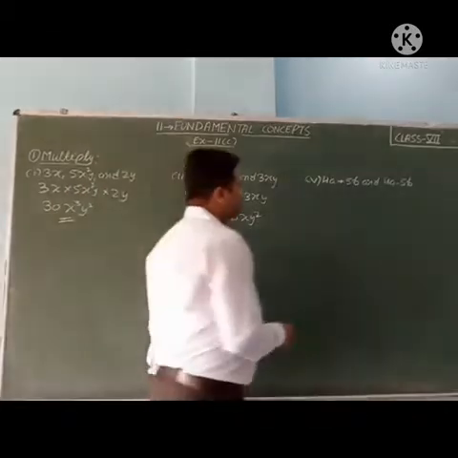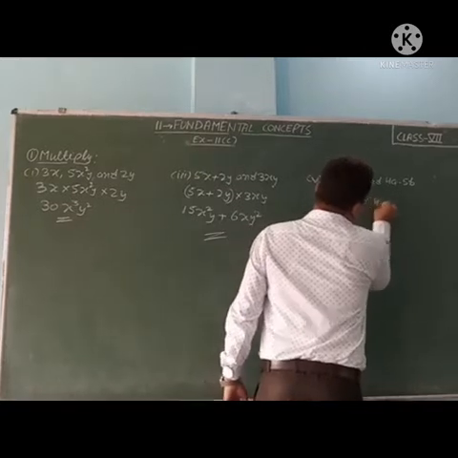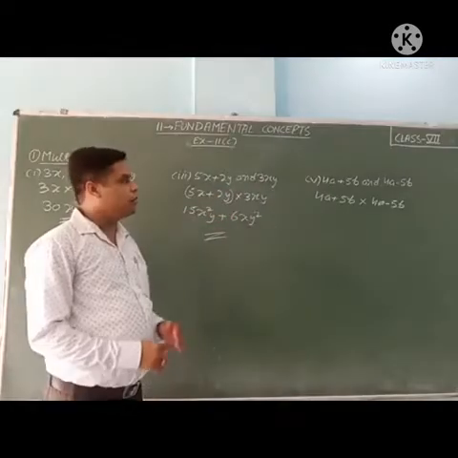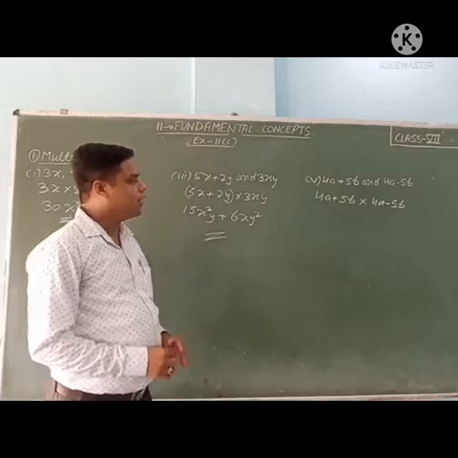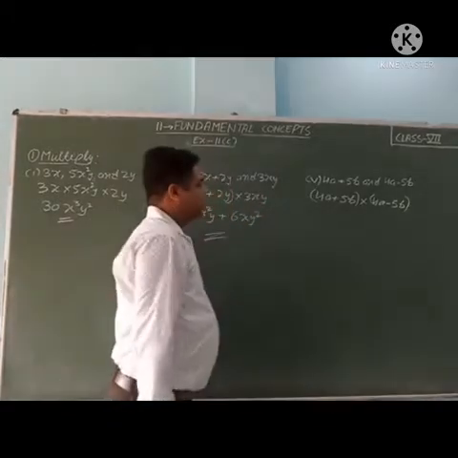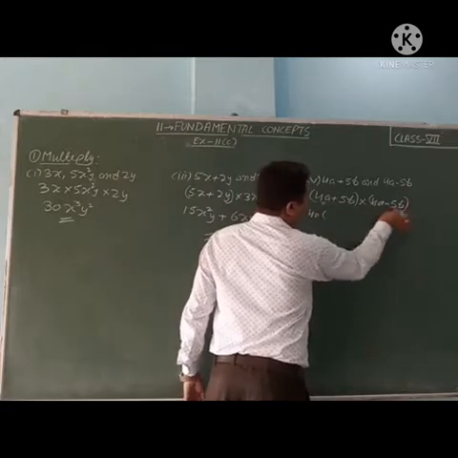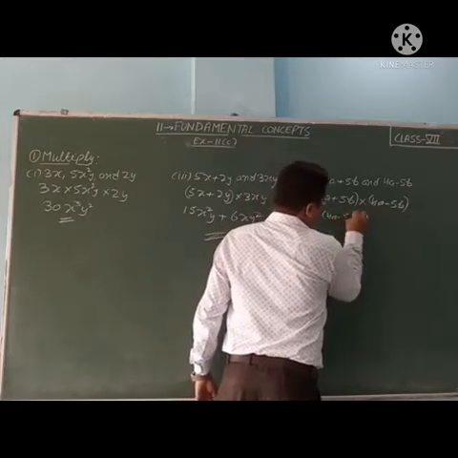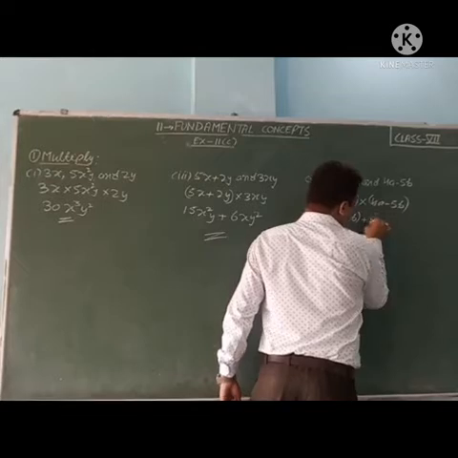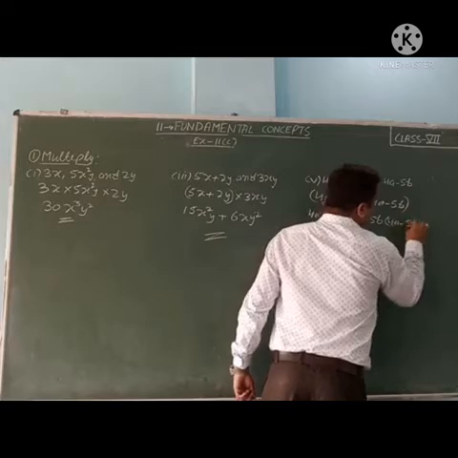Next, the fifth part: (4a plus 5b) multiplied by (4a minus 5b). So now we are multiplying a binomial by a binomial. Both we will take inside the brackets. Now friends, see how we will do the multiplication. First we will write this 4a, then this complete binomial expression (4a minus 5b). Then we will write this plus 5b, then again the complete binomial (4a minus 5b).